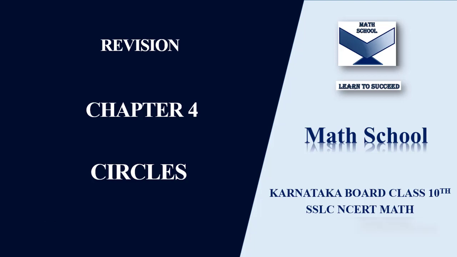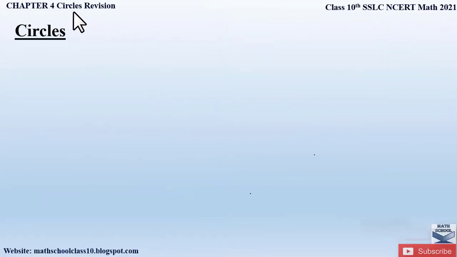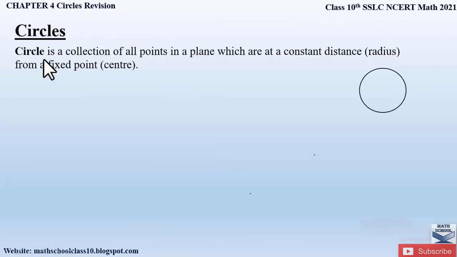Now quickly let us begin with the video. Revision for chapter 4 circles. So let us first see what a circle is. A circle is a collection of all points in a plane which are at a constant distance, that is the radius, from a fixed point, the center.